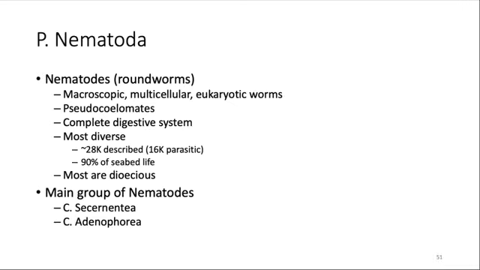They are microscopic, so you cannot see them without the help of microscopes. They are multicellular, and therefore they are eukaryotic. They are referred to as pseudocoelomates, and what it means is that their body cavity, the cavity within which the organs of the organism are contained, is derived from the body cavity of the embryo, and not the body cavity that is formed from the mesoderm.